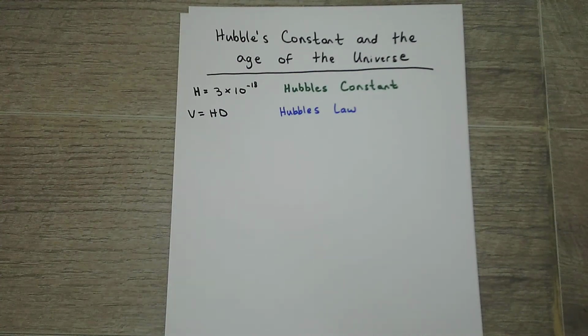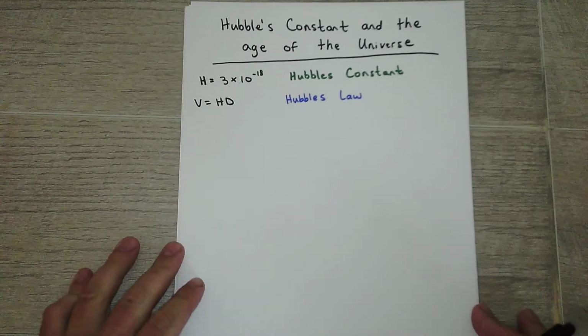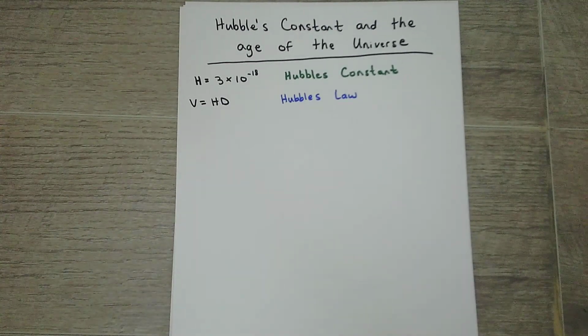Hello, class. Okay, so we're continuing with our cosmology topic. Today we're going to look at Hubble's constant and the age of the universe.